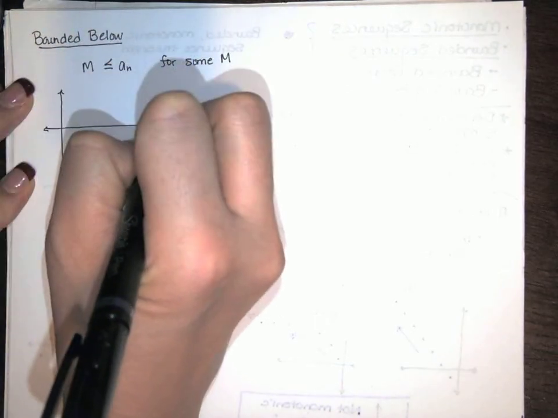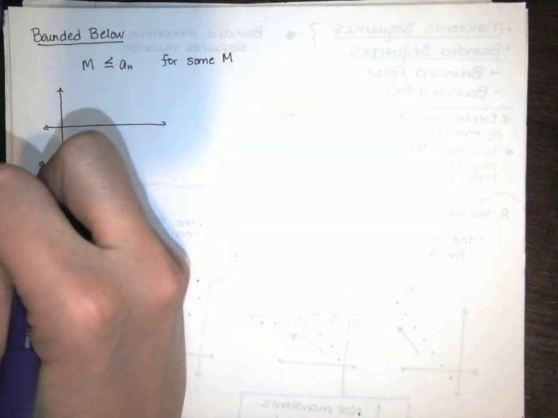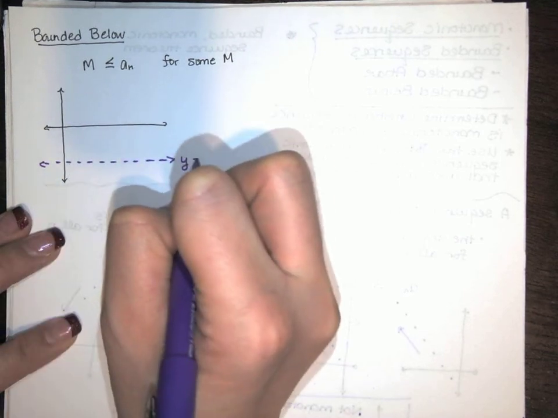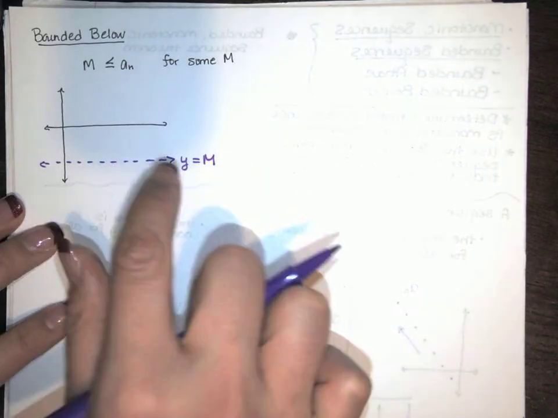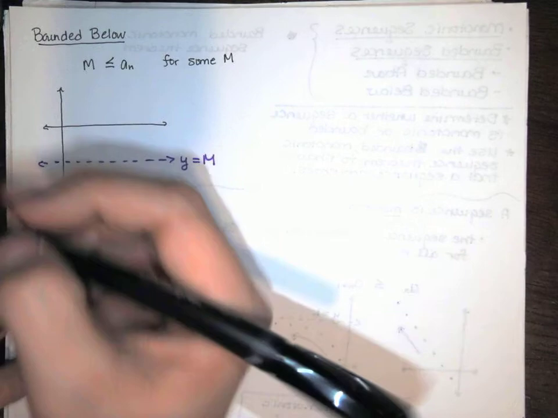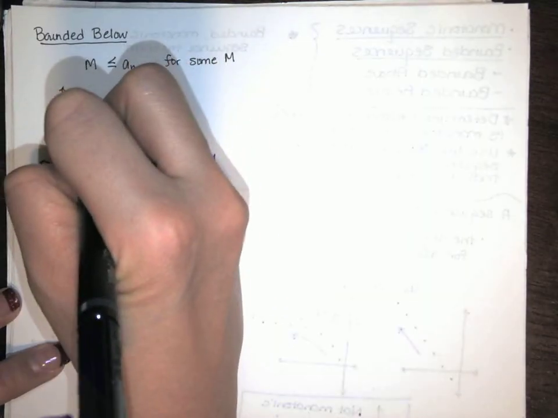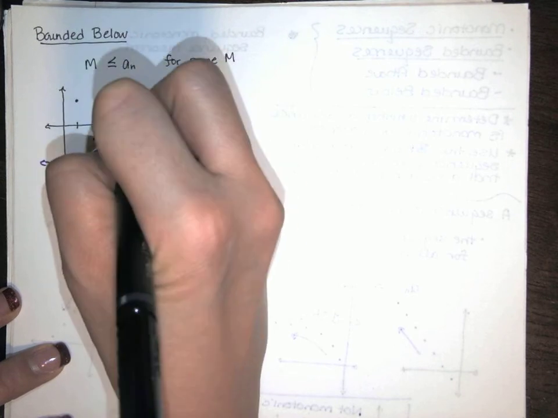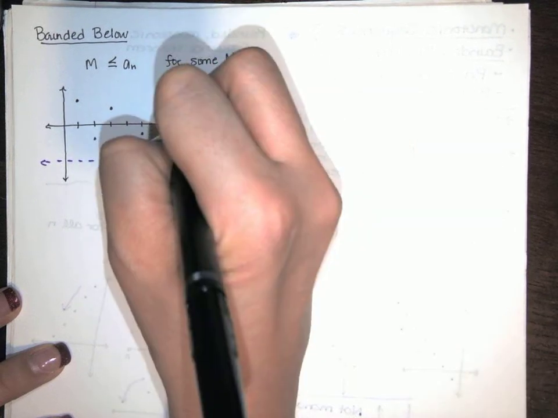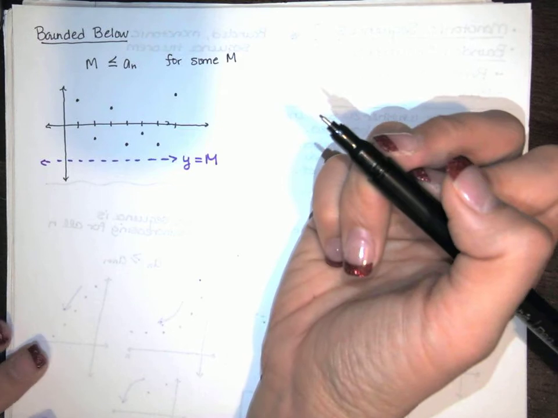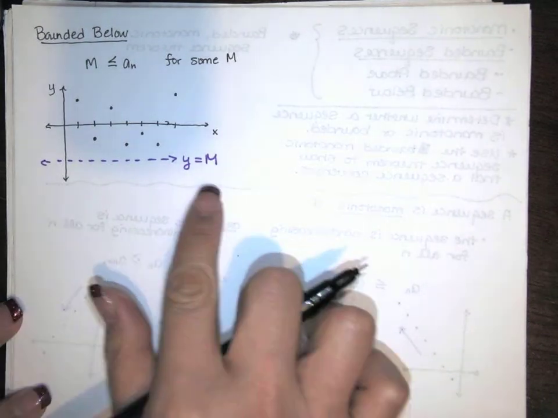Now graphically, what that means is this represents a line. That represents y equals m. It's a horizontal line. And this just means the a sub n values, those points on our graph for a sub n, are all going to lie above this line y equals m. So maybe they're here, and here, and here. I mean, it could be doing anything. Go up here, and so on. So this might be what our graph looks like when it's bounded below. The entire graph of a sub n lies above the line y equals m.